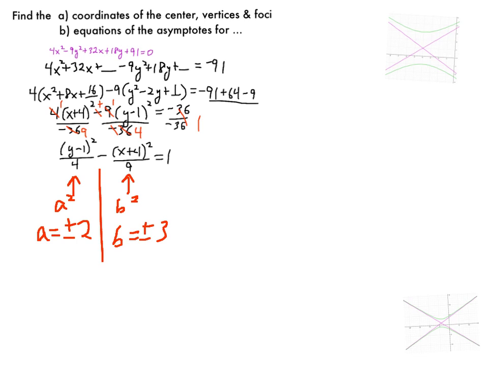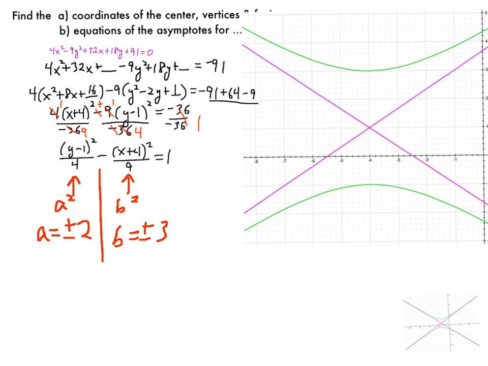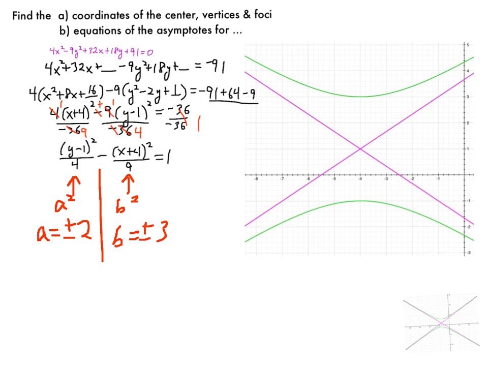Let's start graphing some of this stuff. We have a lot of information now. So if we look at the graph over here, here's our center, and right here we can tell that it's going to be negative 4 comma 1, right there, negative 4 comma 1.